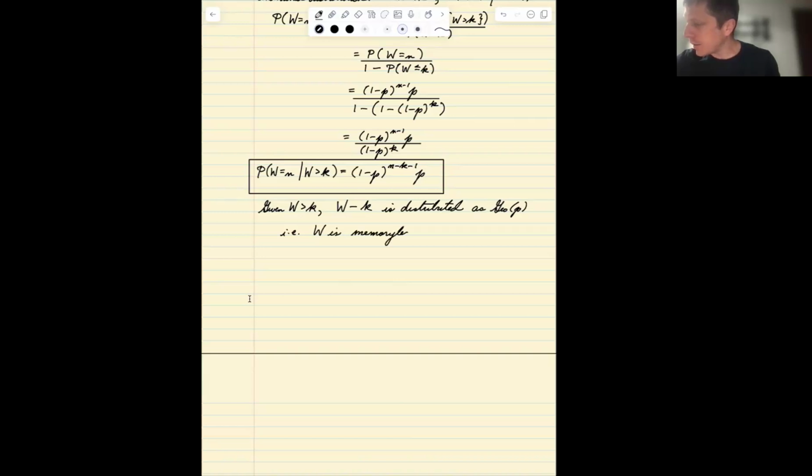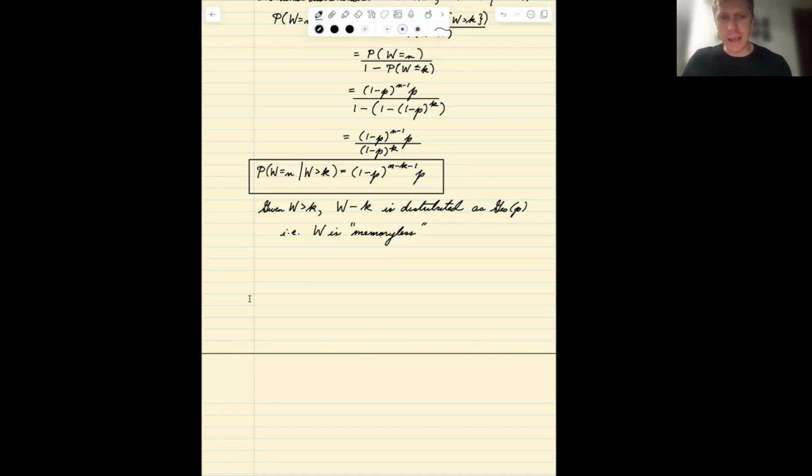So if I've been tossing a coin and I've tossed it 100 times already, and haven't seen the first head, what's the distribution of the remaining tosses? It's geometric P. Those 100 tosses I've already made are already done and forgotten, and they have no additional impact on any of the remaining tosses.